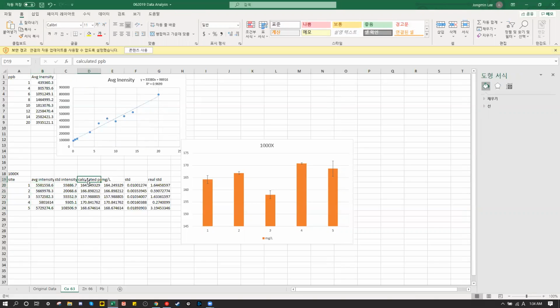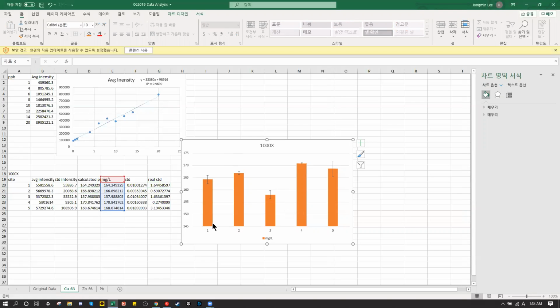Milligrams per liter is calculated by multiplying concentration over 1,000. Concentration is the number here, and so in this case, 1,000 over 1,000 will be 1. So milligrams per liter equals the calculated ppb. Standard deviation is calculated by dividing standard intensity by average intensity. Real standard deviation is calculated by milligrams per liter times standard intensity. This is used as error bars in the graph right here.